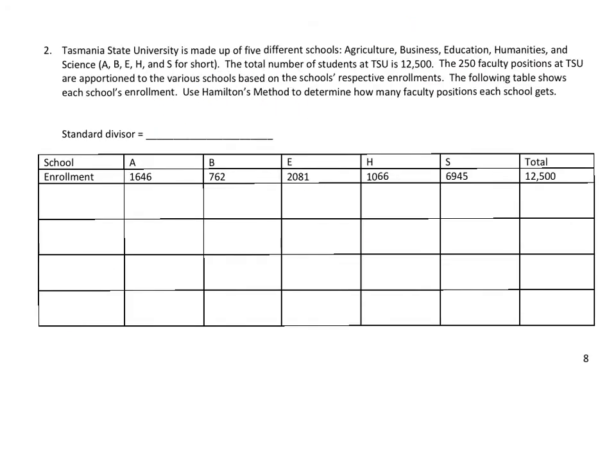Okay, in this next example, Tasmania State University is made up of 5 different schools: agriculture, business, education, humanities, and science. A, B, E, H, and S for short. The total number of students is 12,500, and there are 250 faculty positions at TSU that are apportioned to the various schools based on those schools' enrollments. So this table shows us each school's enrollment, how many students are enrolled in each school, and we're going to use Hamilton's method to determine how many faculty positions each school gets.